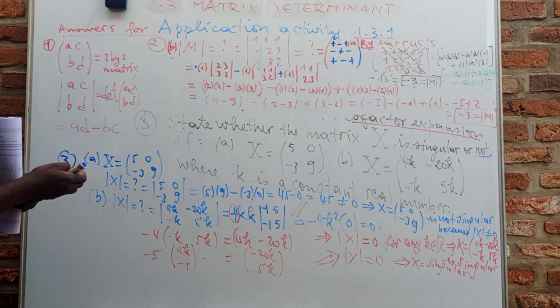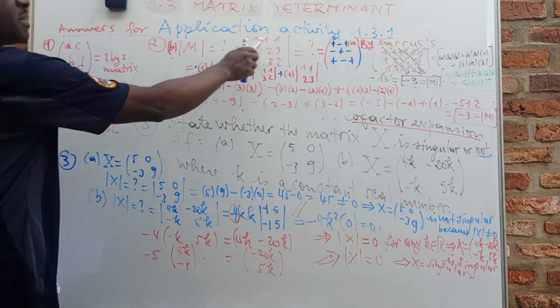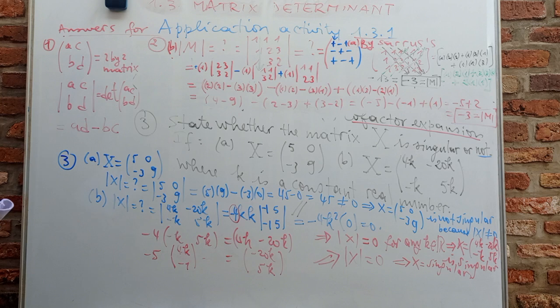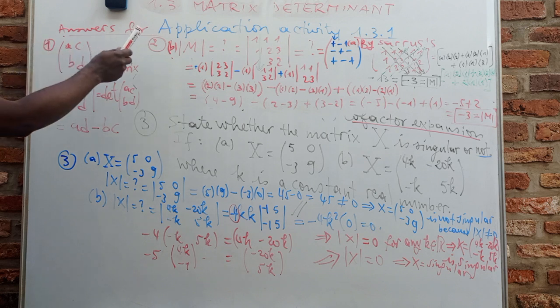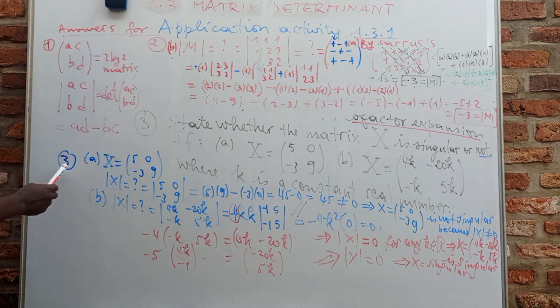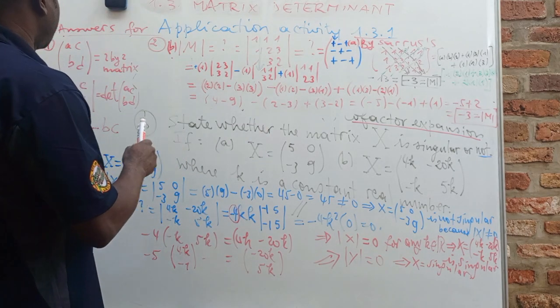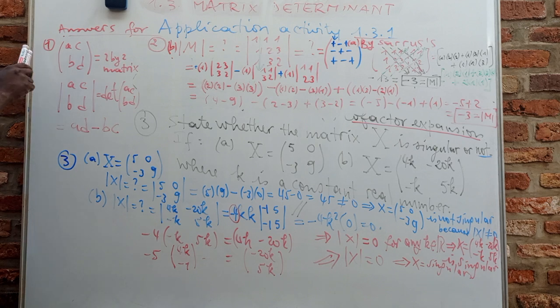So what was the content of this application activity 1.3.1? We had three questions: the first, the second, the third. Actually, the red ones are the answers. And what was the first question?